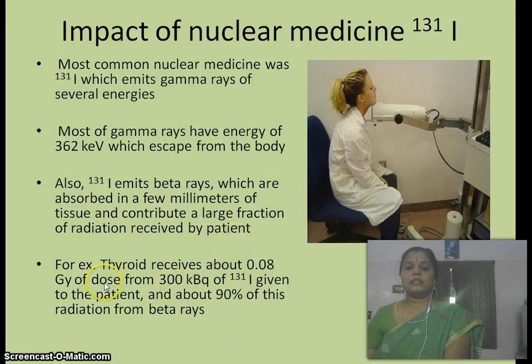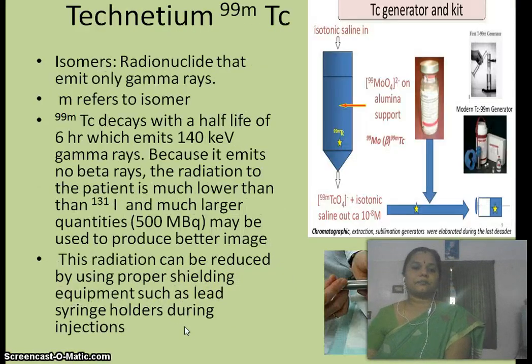For instance, the thyroid receives about 0.08 gray (Gy is gray) of dose from 300 kilobecquerel of iodine 131 given to the patient. Almost 90% of the radiation is from the beta rays and not from the gamma rays.